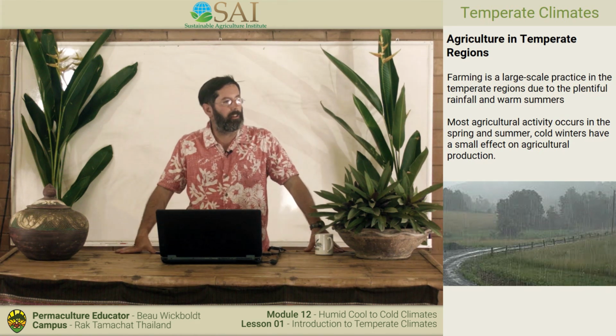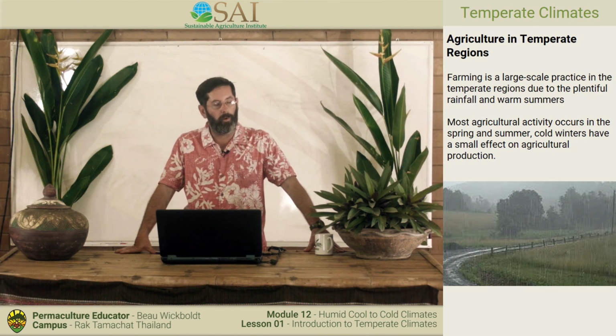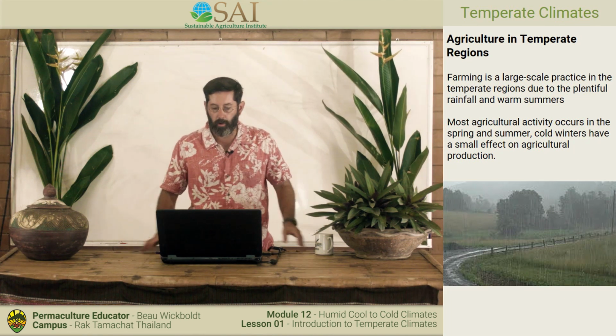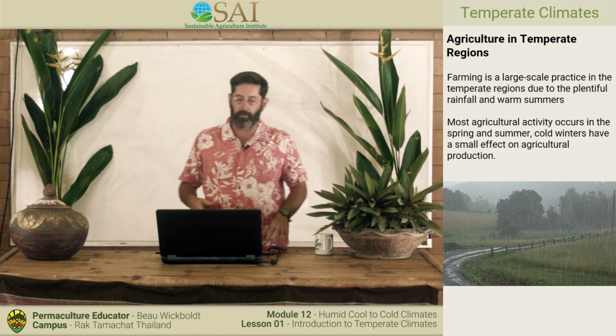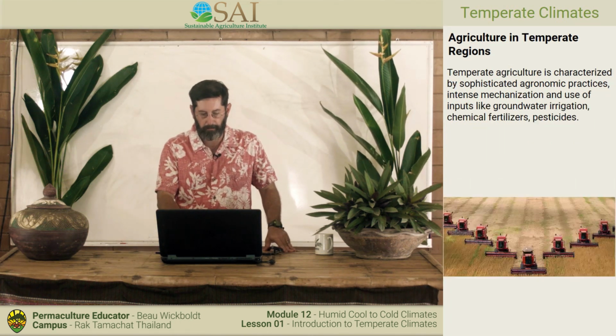Farming is normally described as large-scale practices in the temperate region due to plentiful rainfall and warm summers. Most agricultural activities occur in the spring and summer, and cold winters have a small effect on agricultural production, meaning that most people are not practicing agriculture in the winter.